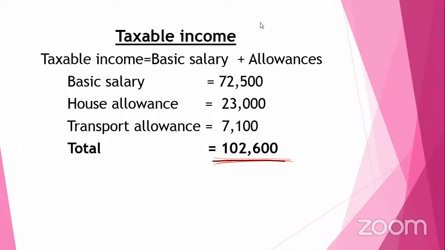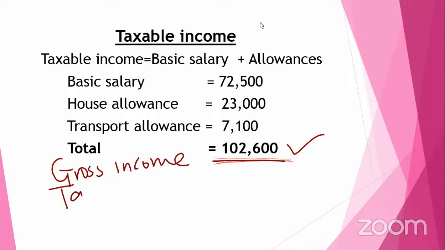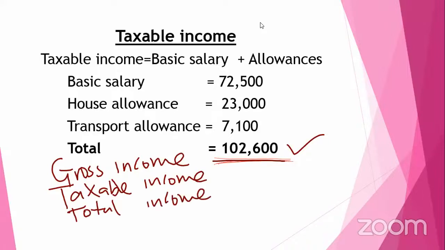Okay. So this is what we are calling the gross income. Those people are asking now. Anytime we are talking about gross income, anytime we are talking about taxable income, anytime we are talking about total income, all those terms mean the same thing. Gross income, taxable income, total income, in this case will be this amount.